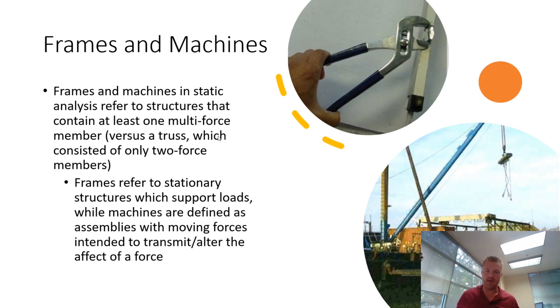Remember that two-force members are very easy to analyze, because by definition, the forces acting upon them must be equal and opposite for them to be in equilibrium. So that's the main differentiator between a truss and a frame or a machine.